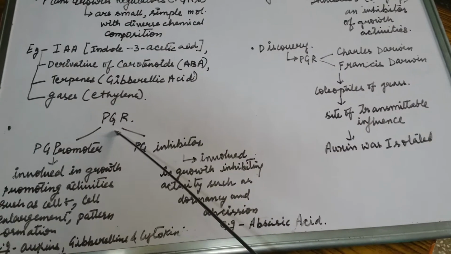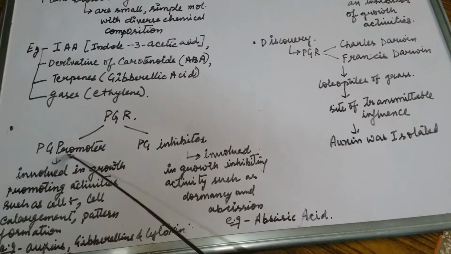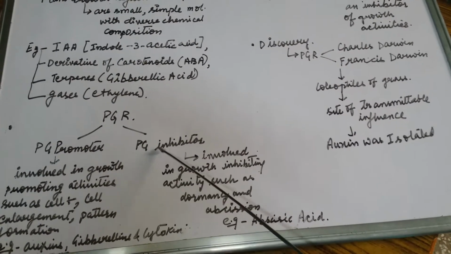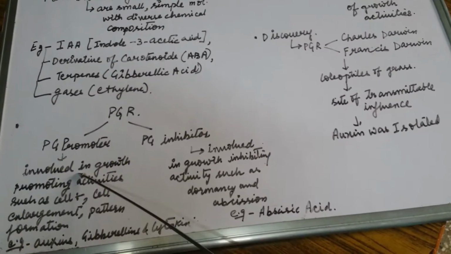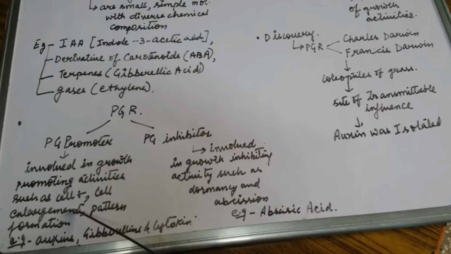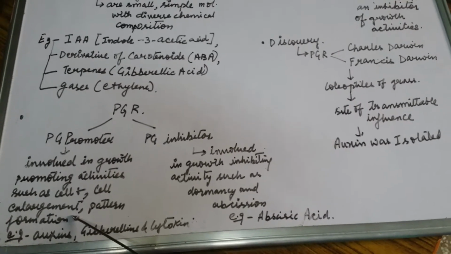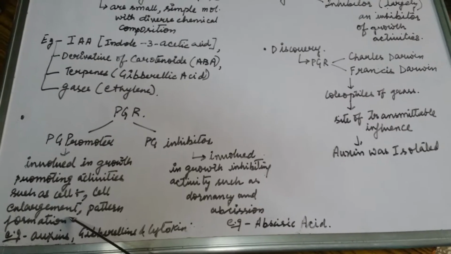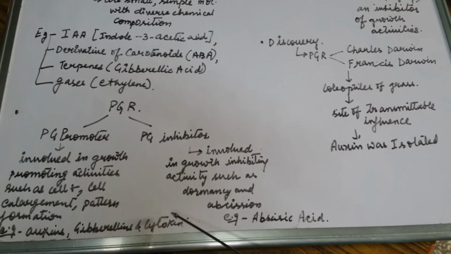Plant growth regulators are of two types. One is plant growth promoter and another one is plant growth inhibitor. Plant growth promoters are involved in growth promoting activities such as cell division, cell enlargement, and pattern formation. And the examples of plant growth promoters are auxins, gibberellins, and cytokinins.